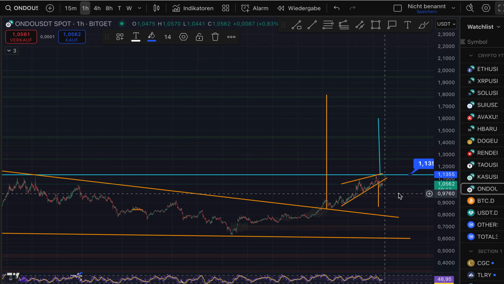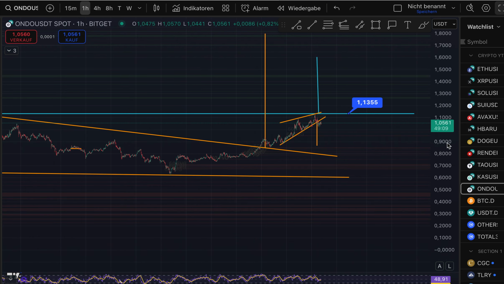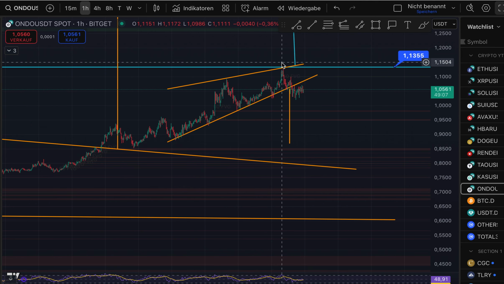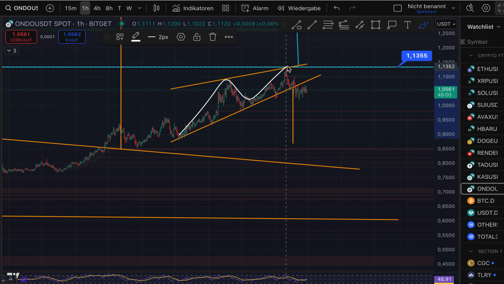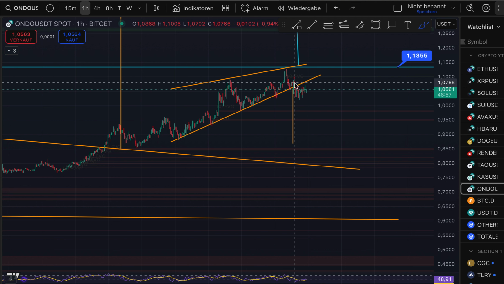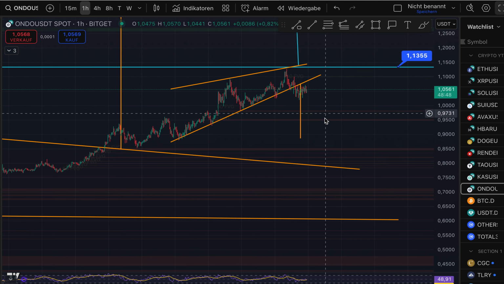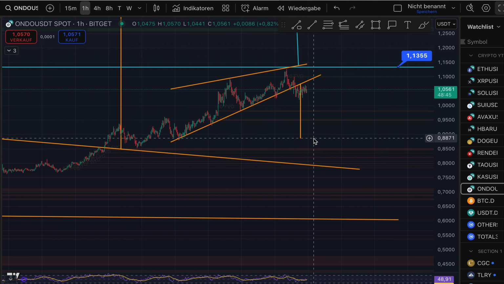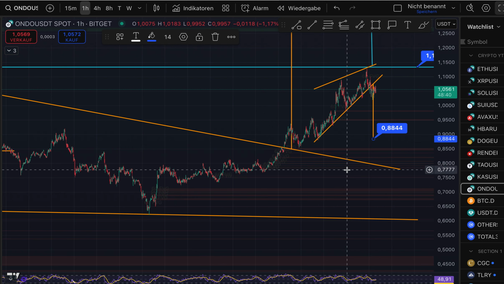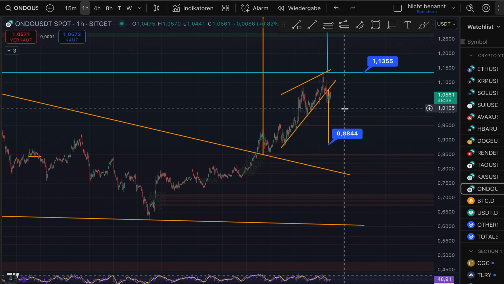So if we go into the 1 hour chart, then you can see it. We got rejected right at $1.135. We have formed a bearish pattern, which is a rising wedge. We broke it to the downside. We retested it. So I can take this one to the retest point right here. The target is going to be the 88.7 cents. And getting there is no problem.